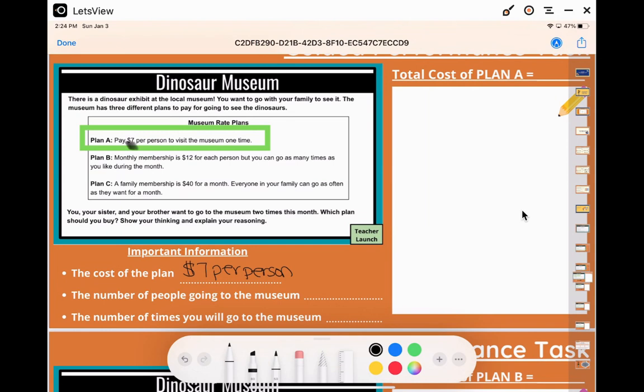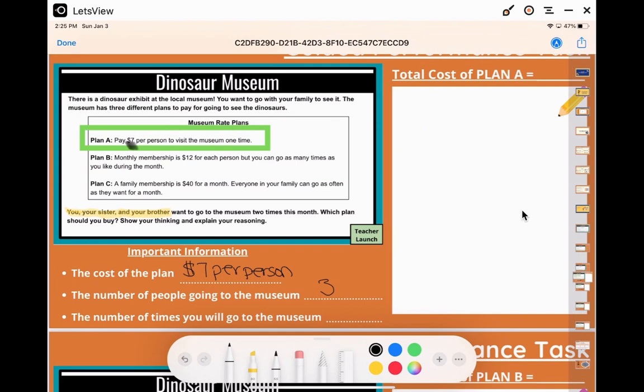All right, it says the number of people going to the museum. And so we need to refer back to the end of our problem. Who's going to the museum? You. Let's get a highlighter. You, your sister, and your brother. If you, your sister, and your brother are going to the museum, how many people are going to the museum? Did you say 3? If you said 3, you're absolutely correct. Your brother is 1, your sister is 1, and you have to include yourself. So there are 3 people going to the museum.